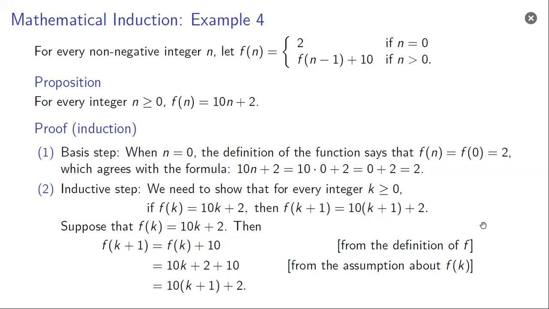So we have proved that this formula is correct. In other words, we have proved that f of n is always equal to 10n plus 2, when n is greater than or equal to 0. We have proven that.